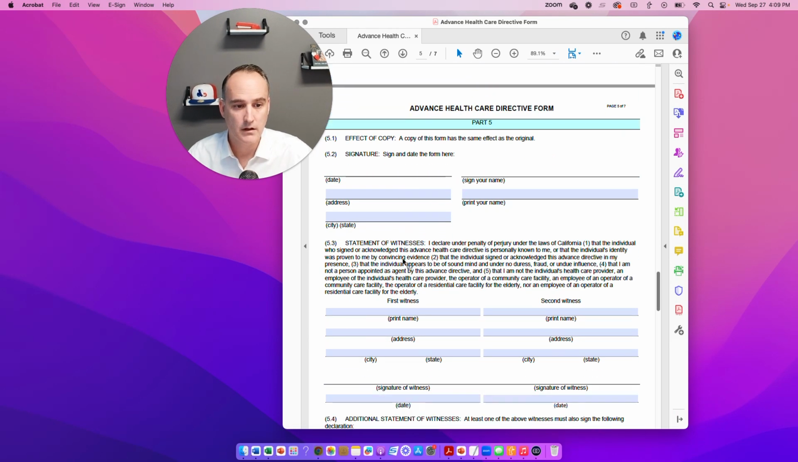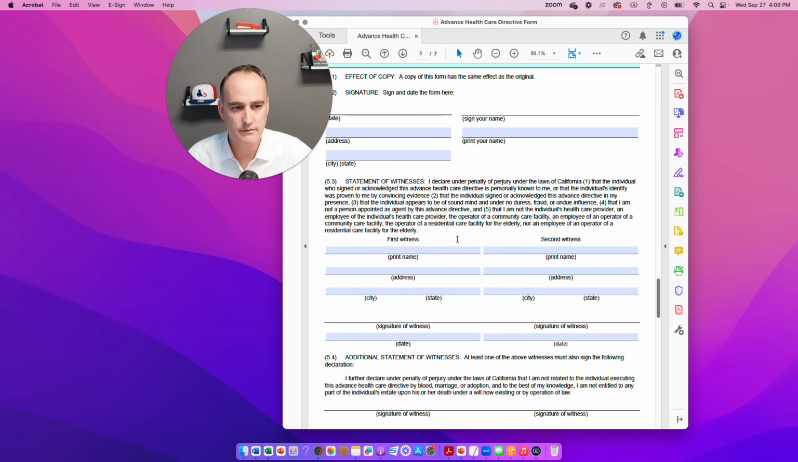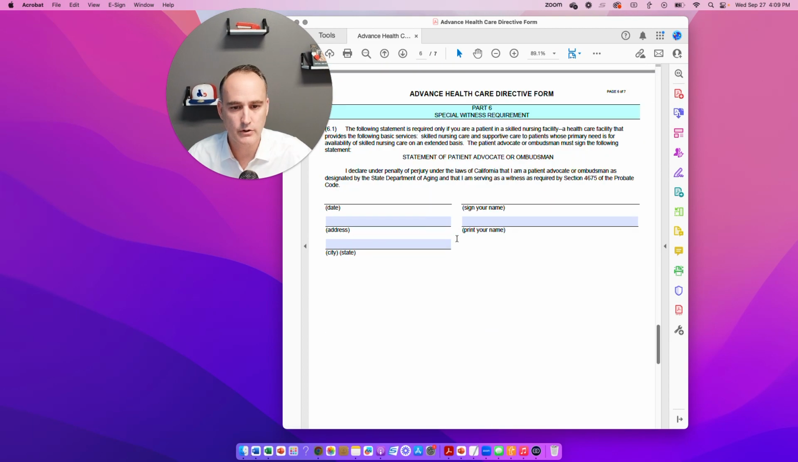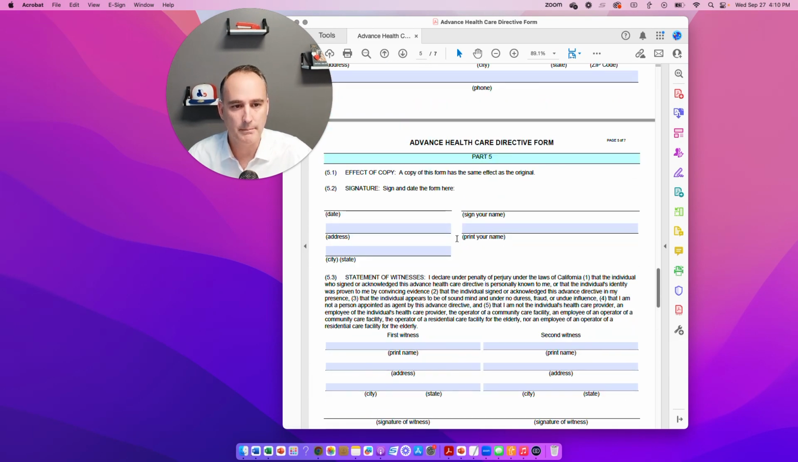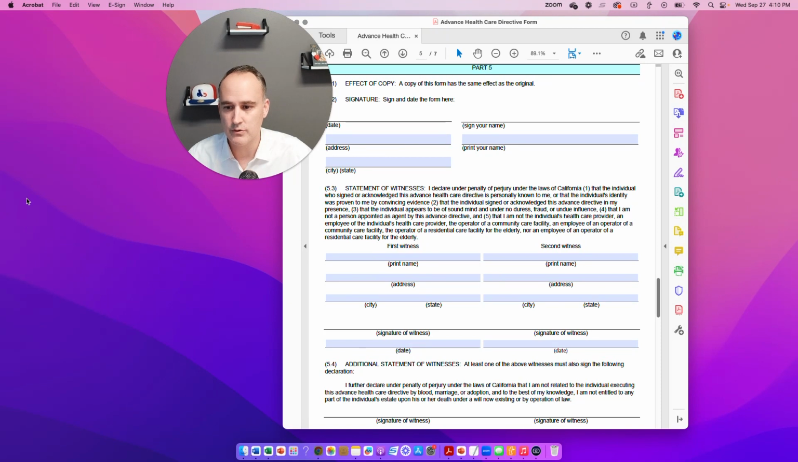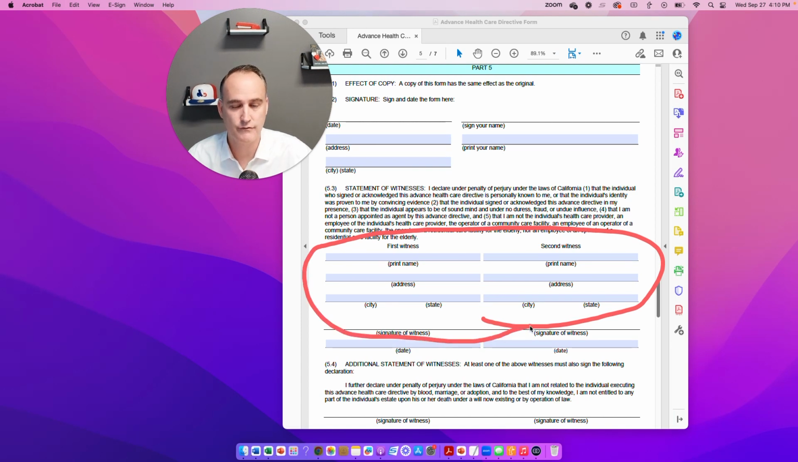And then you sign the document. I believe this document can be either signed in front of 2 witnesses or notarized. I don't believe that it needs to be both. So you sign it and date it and print your name right here. If you want to use witnesses, you can use 2 witnesses. They should probably not be the people that are going to be making decisions for you, probably people that know you but aren't necessarily going to be decision makers.